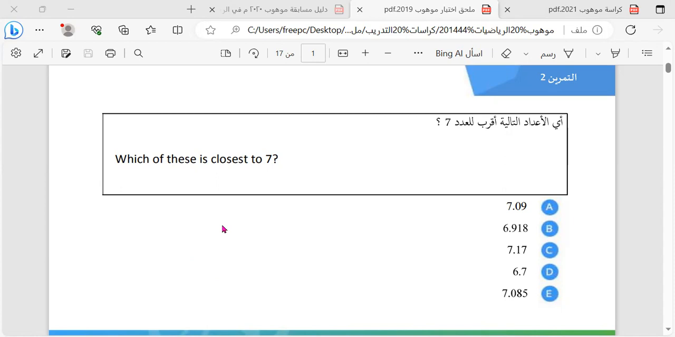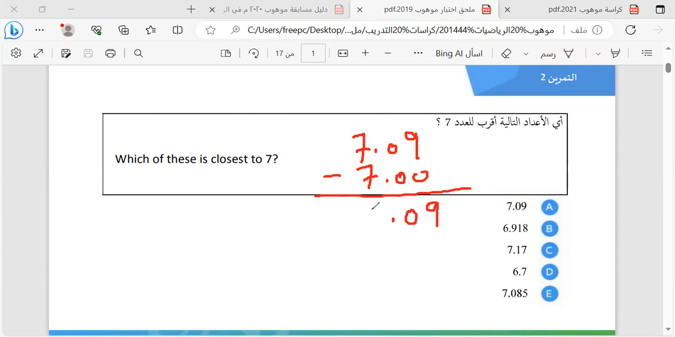Right, B. How do you know? You subtract. Yes, here you subtract. Subtract the big number from the small number. So here, 7.09 minus 7. We don't have a decimal, so we put a decimal and 0 here. Then we subtract. 9 minus 0 is 9.